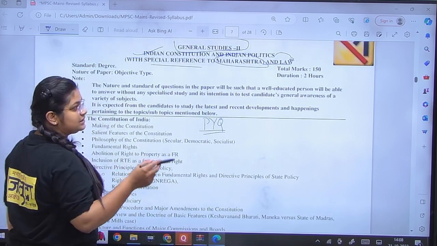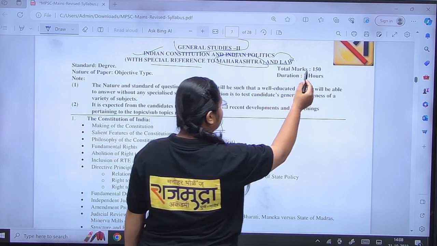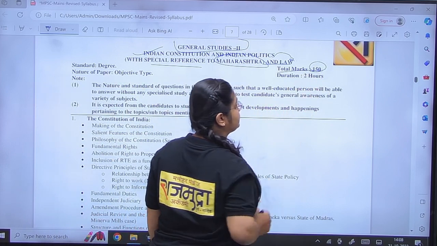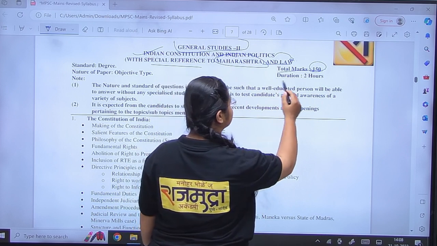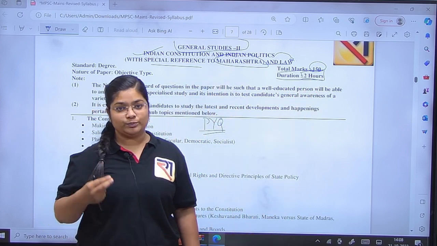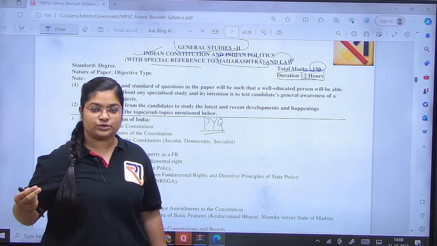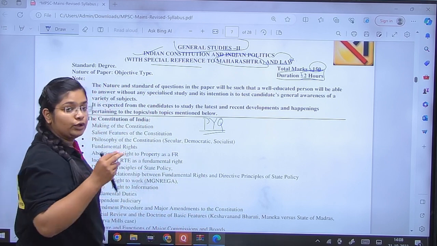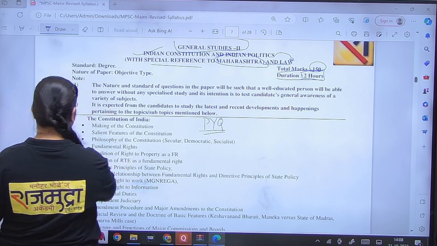In the mains examination, the paper carries 150 marks and the duration is 2 hours. It will be an objective, multiple choice question paper for the upcoming 2024 examination.